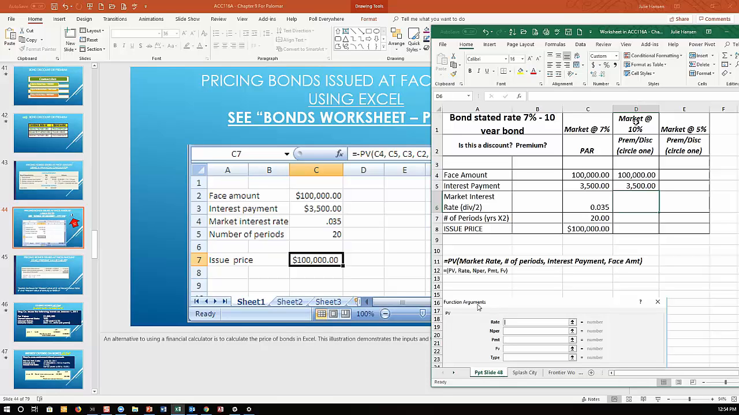So here I've told you that the market is actually at 10%. Remember, my bonds are only paying 7%. So what's going to happen? What's the market interest rate? It's 0.10, and I'm going to divide that by 2. Why am I dividing that by 2? Because I pay it every 6 months. How many periods? Again, it's still 20 periods, but now what's the issue price?